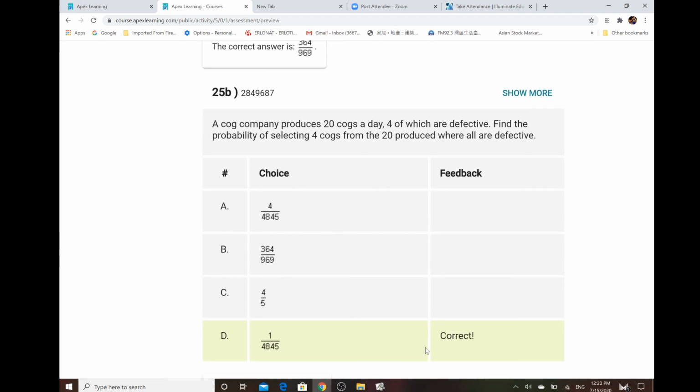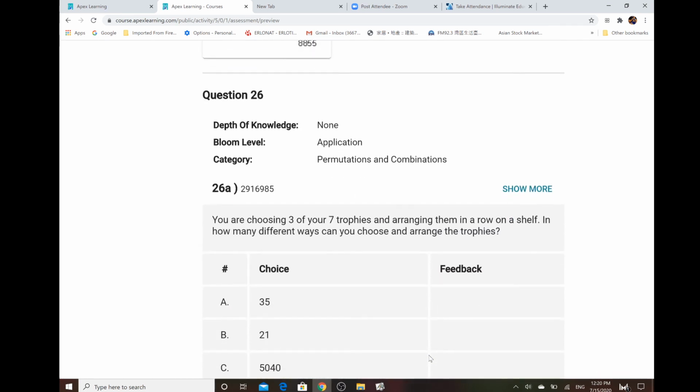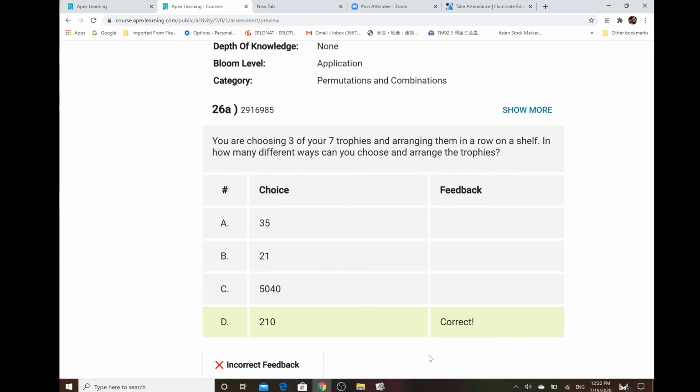So this one is quite similar. Basically it's the same kind of problem here. And now 26. So you're choosing 3 of your 7 trophies and arranging them in a row on the shelf. In how many different ways can you choose and arrange the trophies? So this one looks like 7 pick 3 because the order does matter. So 7 pick 3.